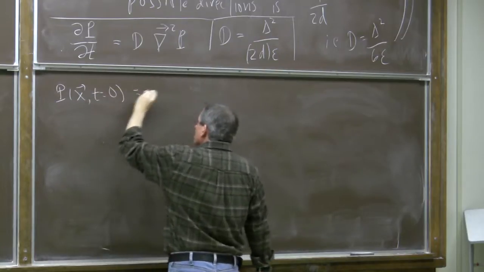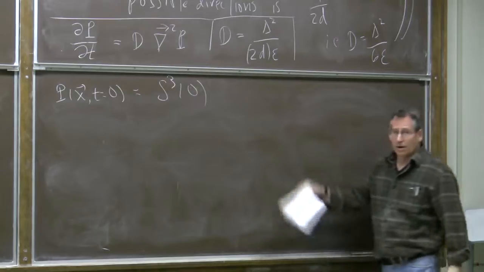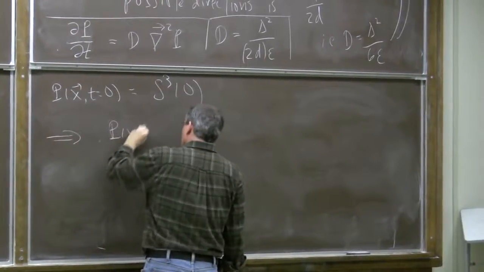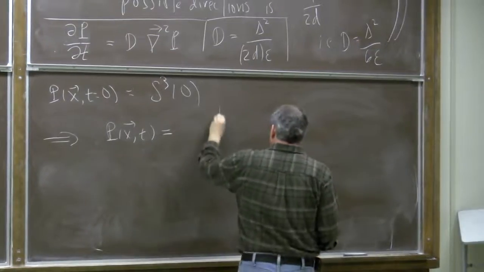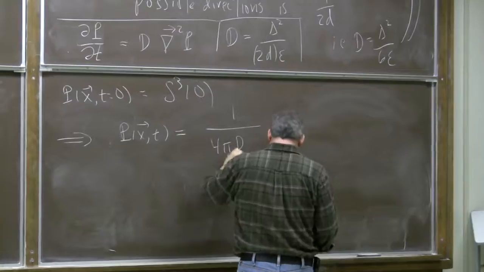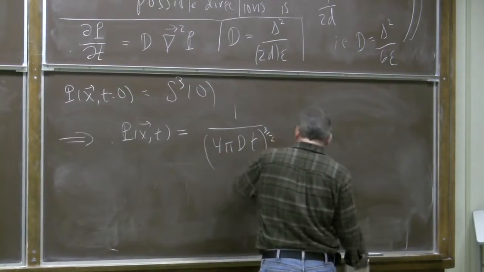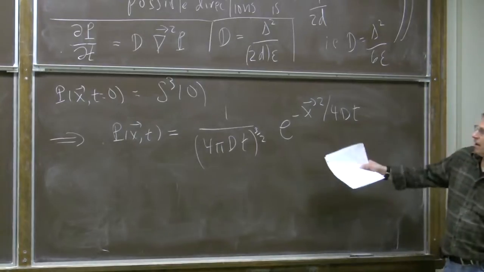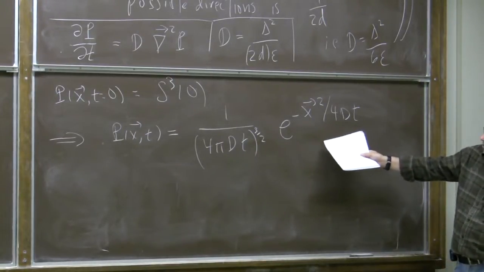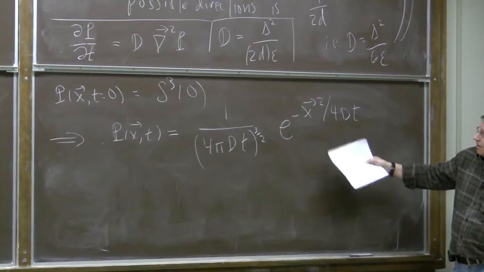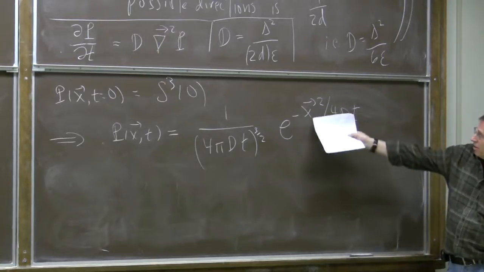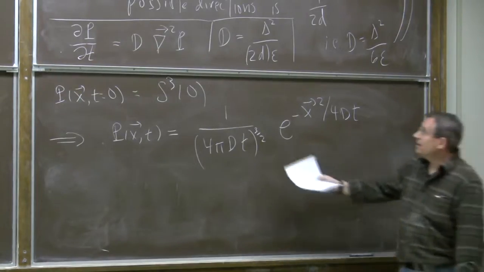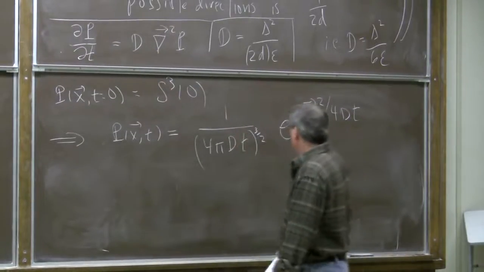So in other words, if at t equals 0, we have a delta function normalized to 1 supported at the origin, then at time t, the probability distribution will be 1 over 4 pi Dt to the 3 halves e to the minus x squared over 4Dt. So that's just the product of the probability distribution I wrote down earlier for the x direction, the y direction, and the z direction. So I get x squared plus y squared plus z squared here, or in other words, the total distance traveled squared. And again, you can check just by plugging in to this form of the diffusion equation that in 3 dimensions, this is a solution.